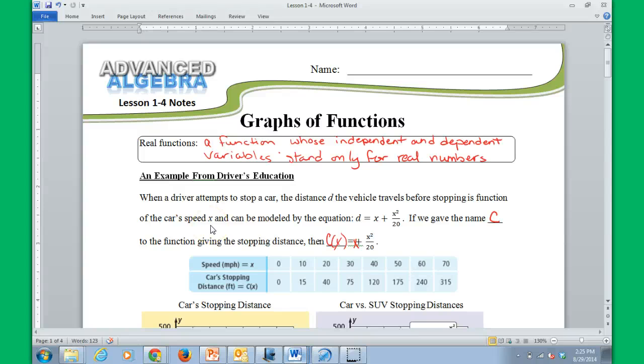Okay, so today we're looking at graphs of functions. The first definition you need to know is real functions. A function whose independent and dependent variables stand for only real numbers.